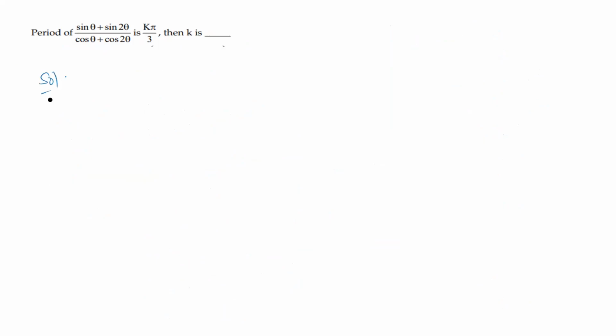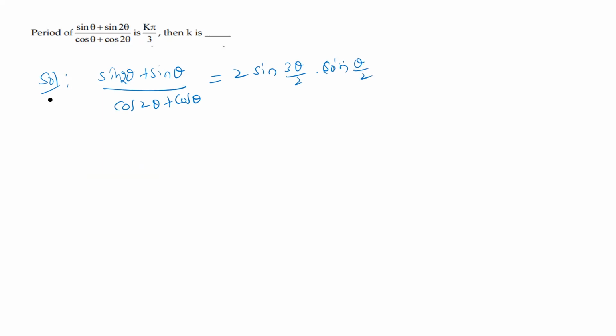Now, okay. See the solution. Period of the whole function we need to find out. Now I'm reading order-wise. First highest and least. Sin 2 theta plus sin theta over cos 2 theta plus cos theta. Sin C plus sin D formula, what? 2 sin of (C plus D) by 2, that is 3 theta by 2, into cos of (C minus D) by 2, that is theta by 2. Cos C plus cos D is 2 cos of (C plus D) by 2 into cos of (C minus D) by 2. Total is what? Tan 3 theta by 2.